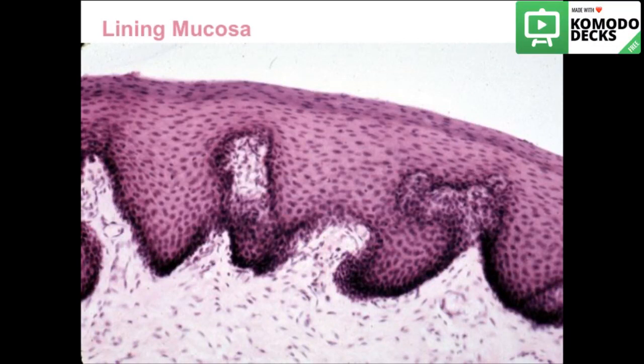A section of the lining mucosa showing a partially keratinized epithelium, fewer rete ridges that are less profound than the masticatory mucosa, and normally the lamina propria has more elastic fibers.